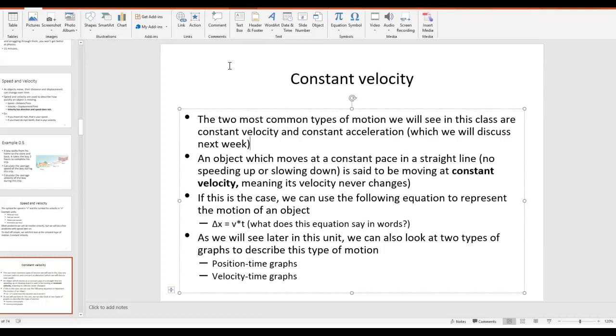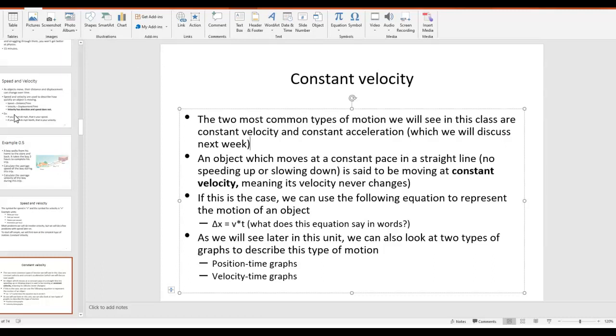For example, if you've ever driven in a car and you turn on the cruise control. Cruise control is where you hit the button and then the car kind of keeps going at the same speed, and you can take your foot off the gas pedal and it'll keep going. That's what cruise control is. That's an example of constant velocity. You're not moving any faster or slower, you're just going at a steady pace in a straight line.